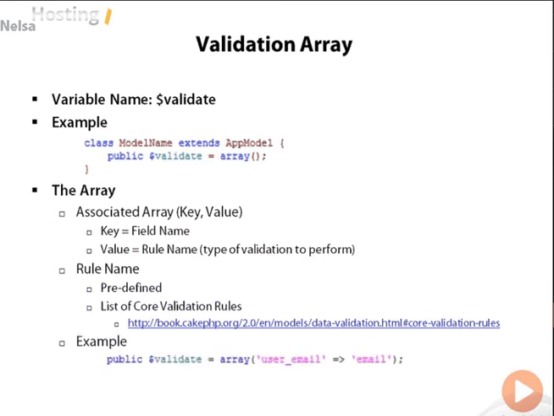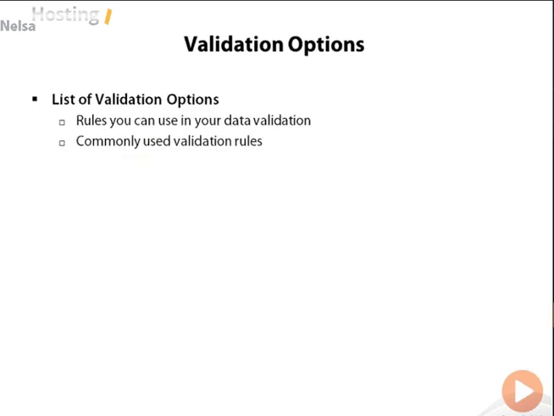For example, we would set public validate and then our array, where our key is the field name in our table in the database, and the value is the validation rule that we will be using, in this case, email. The validation options, or rule names, are the rules that we use to validate our data. I'm not going to cover the complete list of validation options that CakePHP has, but I will cover some of the commonly used validation rules.